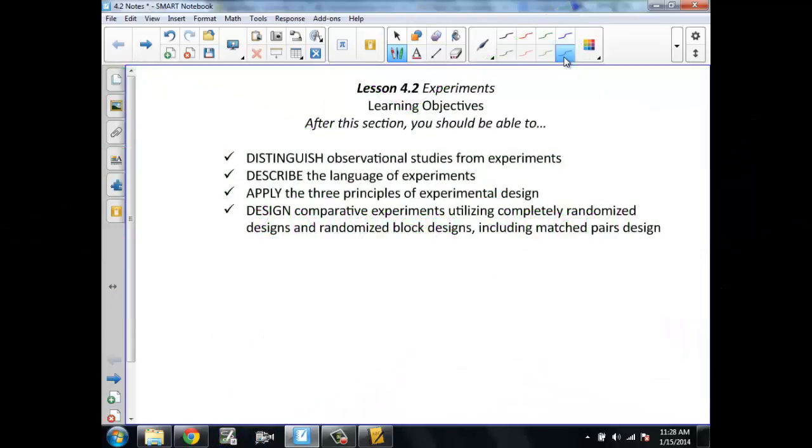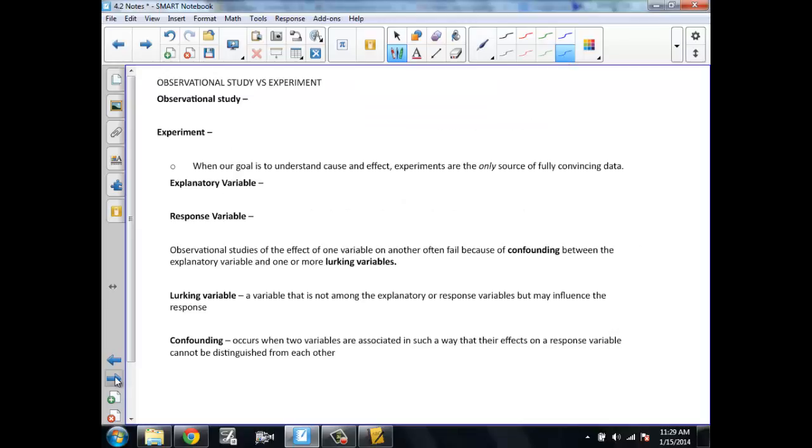Our objectives for today are to distinguish between observational studies and experiments. What's the difference? We're going to talk about the language of experiments and how we set them up and really how they work. The three principles of experimental design will come later, as well as randomized block design and matched pairs design. We'll hopefully touch on completely randomized designs today.